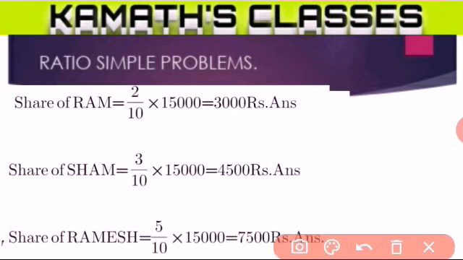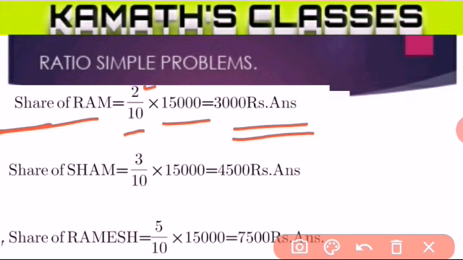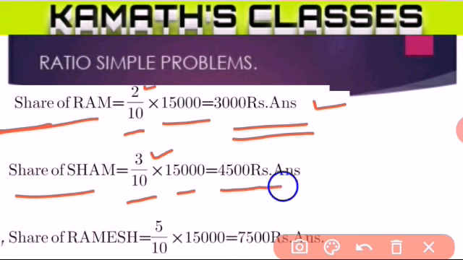Let us calculate out of 15,000 the share of Ram. Total ratio is 10, and his investment is 2. So 2 by 10 into 15,000, he will gain 3,000 rupees. This is one of the answers. Share of Sham: he has invested 3 parts out of 10, and out of 15,000 his profit will be 4,500 rupees.